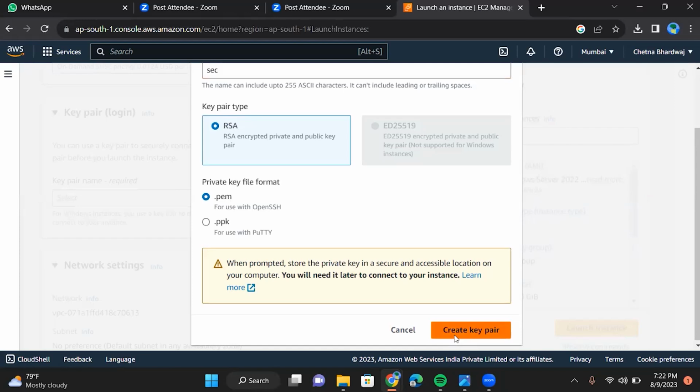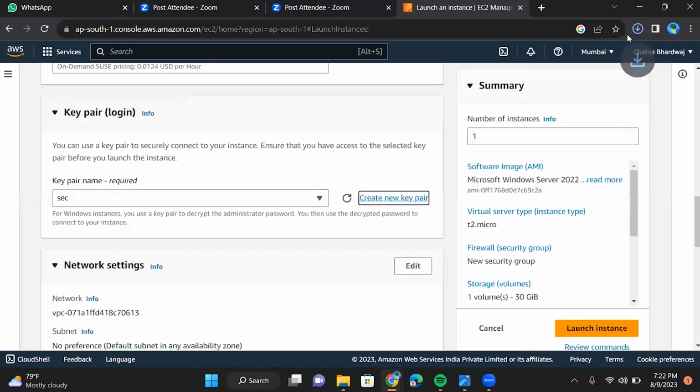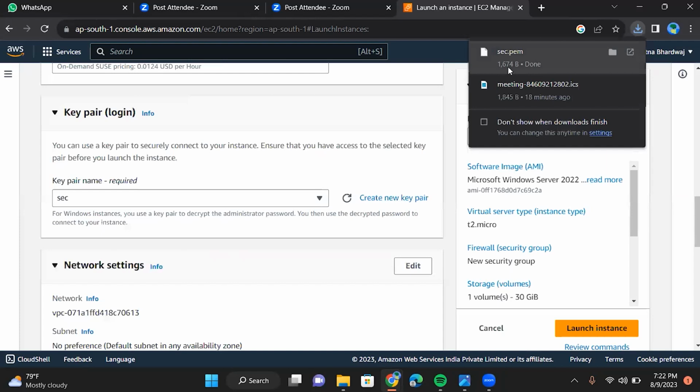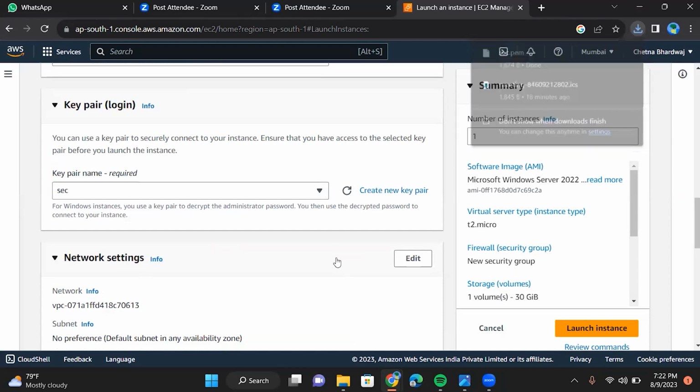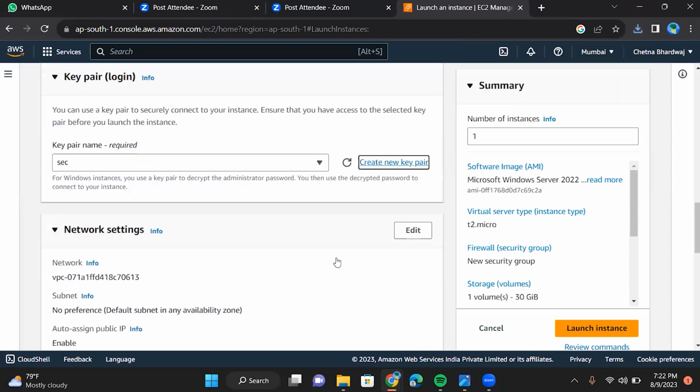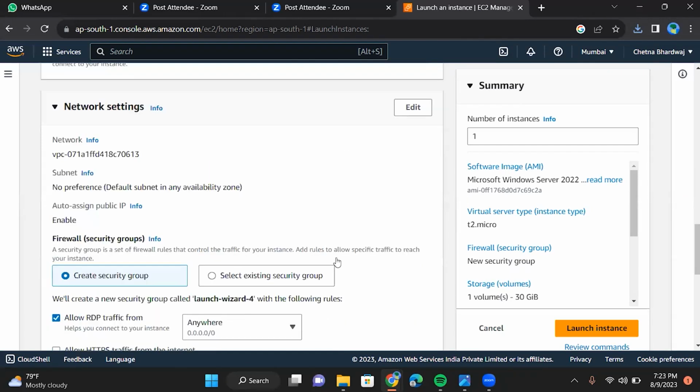After the process of key creation, it will be stored in our download section. So you can see the security key is now in my download section. When I will be accessing this EC2 instance from a desktop remote application, I have to provide this key to make sure that I get the access. Otherwise, I will not get the access to do the RDP, remote desktop protocol.